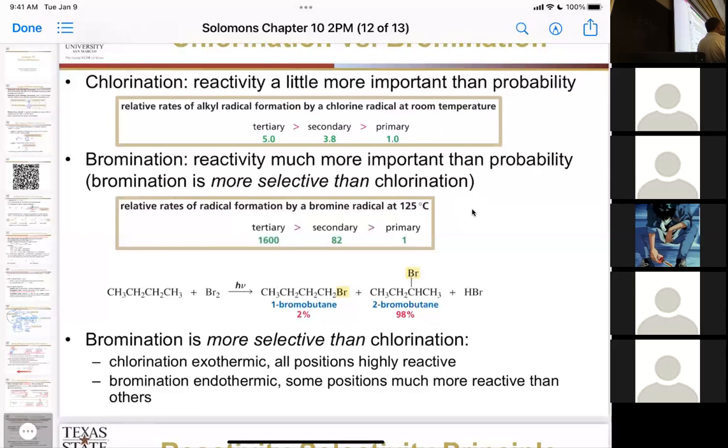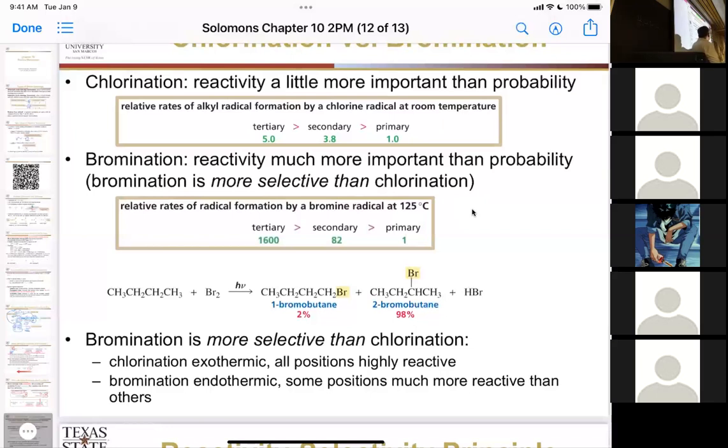So, oh my gosh, that must be really, really selective, right? So that means our product ratio is actually different when we use bromine. Our product ratio is not a 29:71 like it was with chlorine, because our reactivity ratios are so much bigger, it actually comes out to 2 to 89. 89% the secondary product. We only got 71% of the secondary product in chlorine. So that means that bromination is more selective than chlorination.